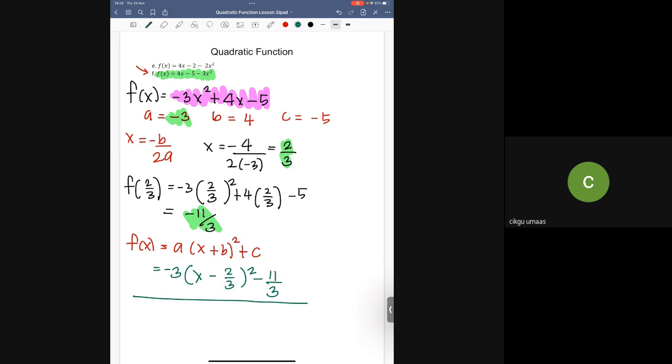They did not ask, but if you want to show, no problem. I saw the negative, so sad face. If it is a sad face, this is what we call the maximum point. Negative means sad face means maximum curve. So the x is 2 over 3, we got it just now, and the y is negative 11 over 3.